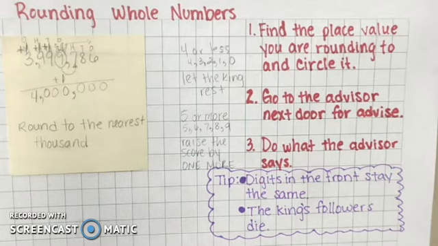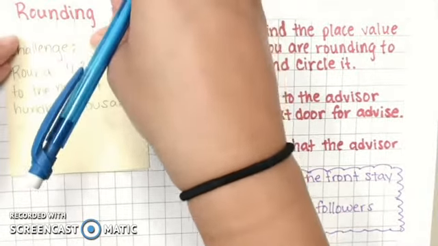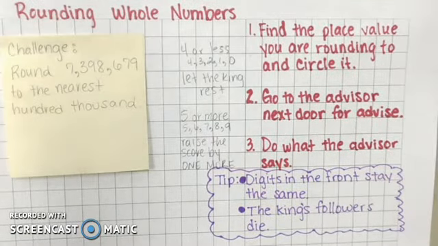Alright, I have a challenge for you. So grab yourself some paper if you don't have it out already so that you can do the challenge. Pause the video and go get paper. Okay, here is your challenge problem. Round 7,398,679 to the nearest 100,000. So pause the video and do your work on your paper. And then come back to see if you got the correct answer and if your work is correct. Pause the video now.